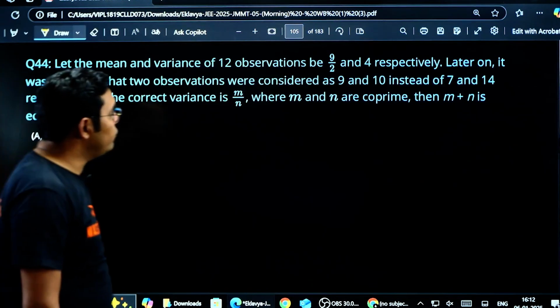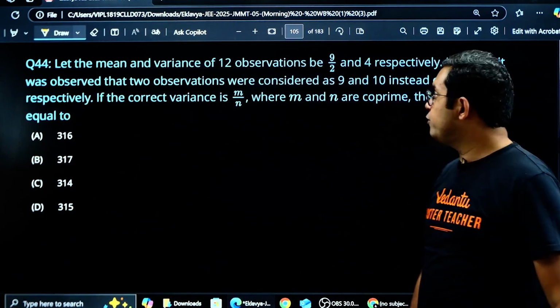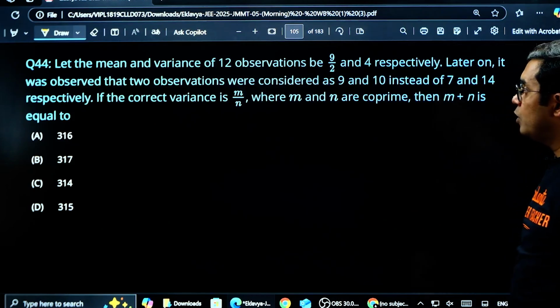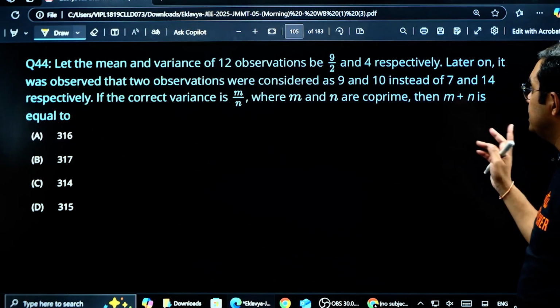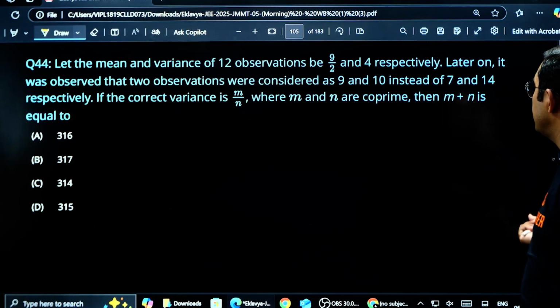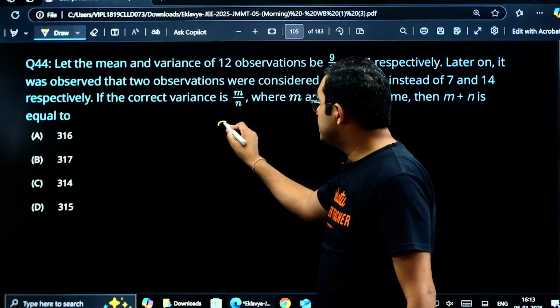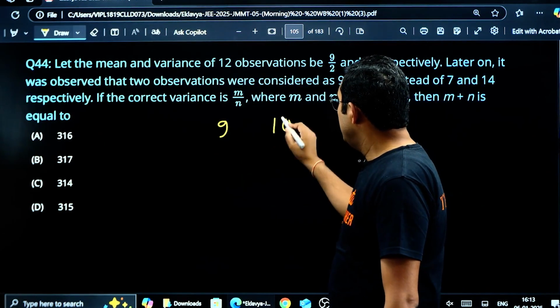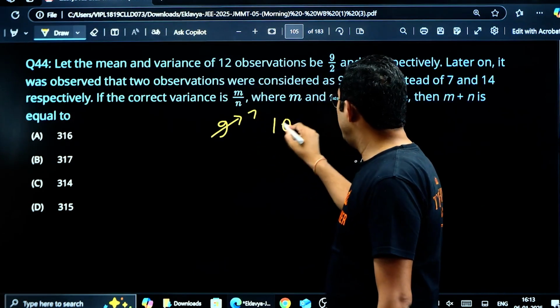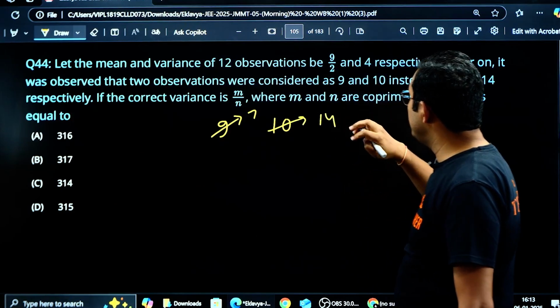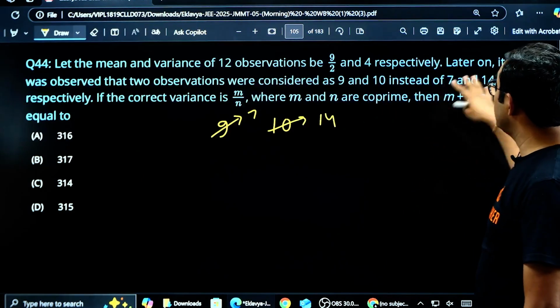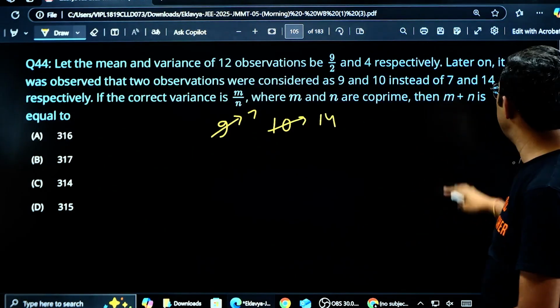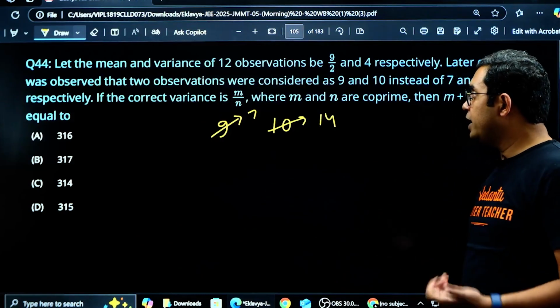Let the mean and variance of 12 observations be 9 by 2 and 4 respectively. Later on, it was observed that 2 observations were considered as 9 and 10 instead of 7 and 14. This means you were considering 9 and 10, but they were actually 7 and 14. Let us read it again. Considered as 9 and 10 instead of 7 and 14. So the actual values would have been 7 and 14, but we considered them to be 9 and 10.